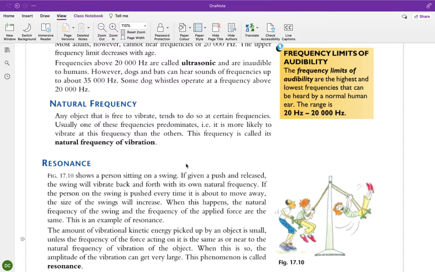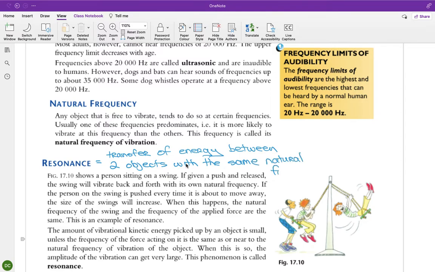Now, resonance. Okay. Resonance, by definition, is the transfer of energy between two objects with the same natural frequency.